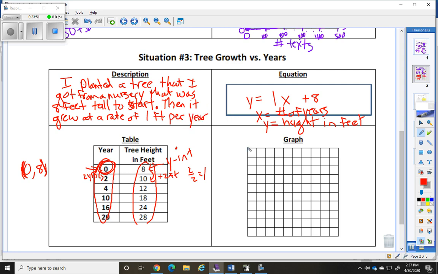And now we have to graph this. Again, first quadrant. We're not having negative years. We'd need a time machine to go back in time. It's not shrinking, it's growing.